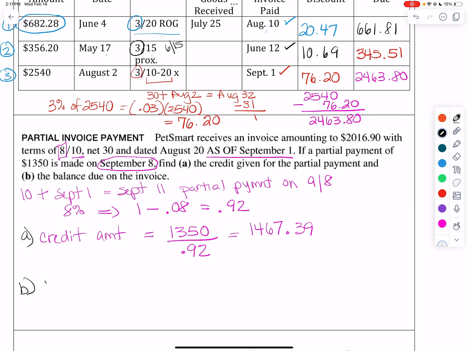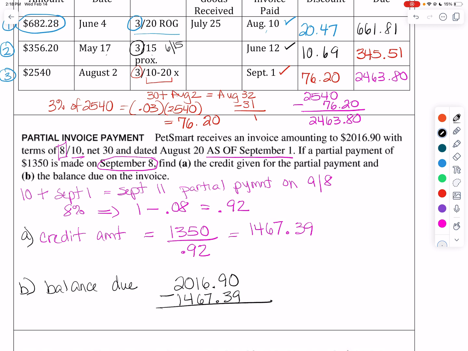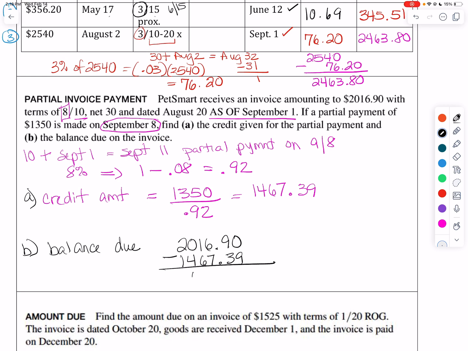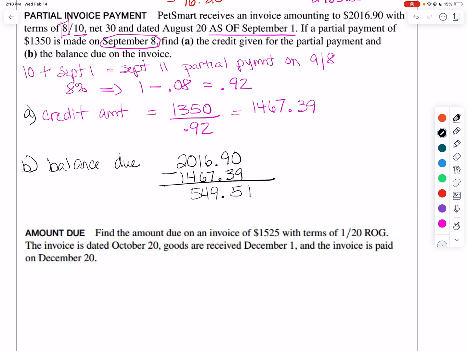The balance due is the invoice amount, which is $2,016.90, minus $1,467.39. So the balance due will be $549.51. And the last one is just finding the amount due, where the invoice is dated October 20th.